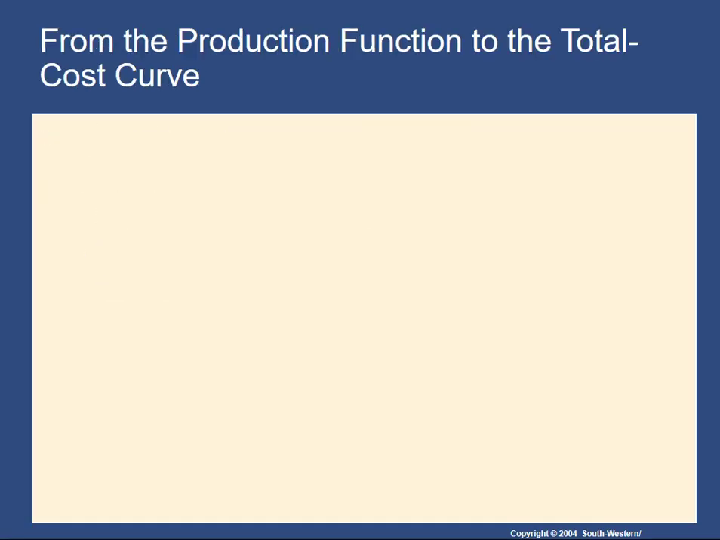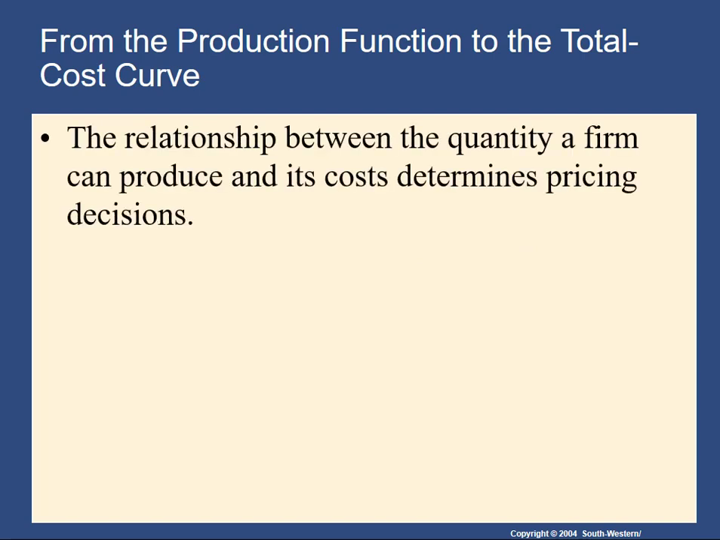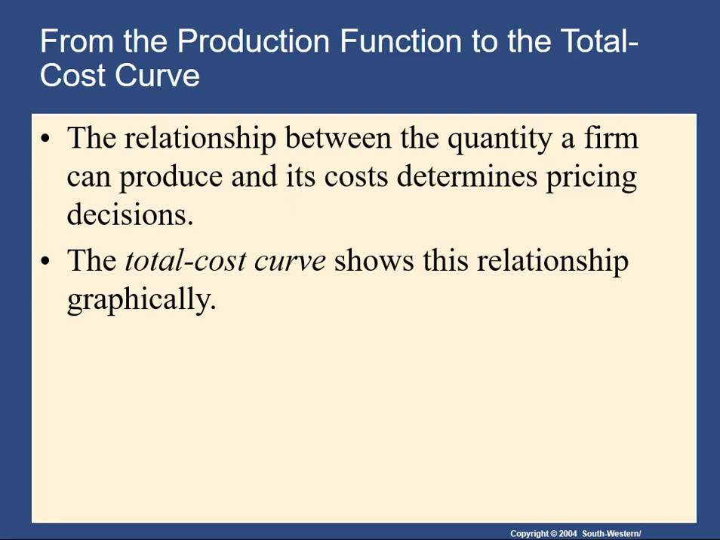Okay. So the relationship between the quantity a firm can produce and its cost ultimately determines its pricing decisions. Now we have this idea that each additional worker is going to bring less output, and that's going to somehow factor in, we haven't talked about it yet, with the firm's decision to hire additional workers and to produce more output. So the total cost curve is how we represent that relationship graphically.